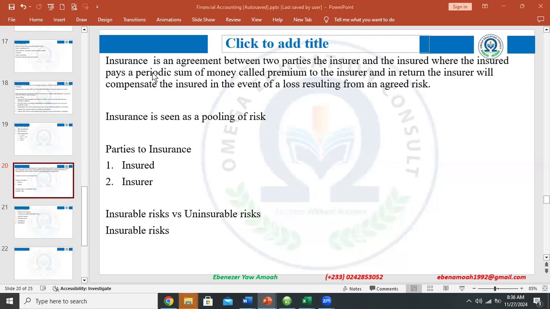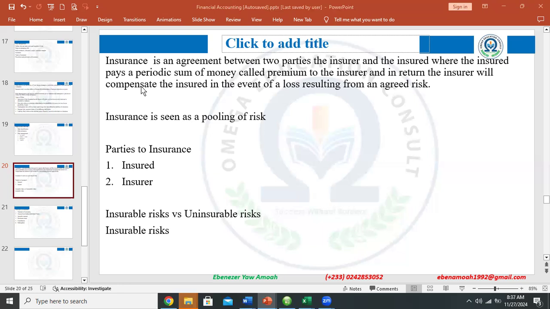Okay, now the insured pays a periodic sum of money called premium to the insurance company or the insurer. And in return, when the event agreed upon happens, the insurance company will compensate the insured, right, for suffering losses. So that is insurance. Okay.